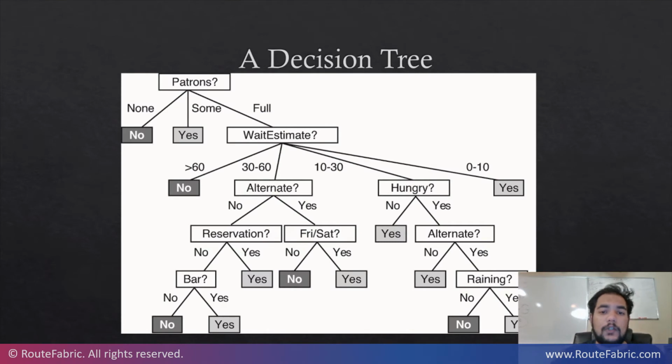Now let us use the decision tree example for whether you will wait for a table in a restaurant. If the restaurant is empty, you don't need to wait, so you exit out of the decision tree. The next is that if you have some space in the restaurant, this is when you will wait for them to clean and get your table ready. The next step is when the restaurant is fully packed, you will ask for an estimate of the wait time.